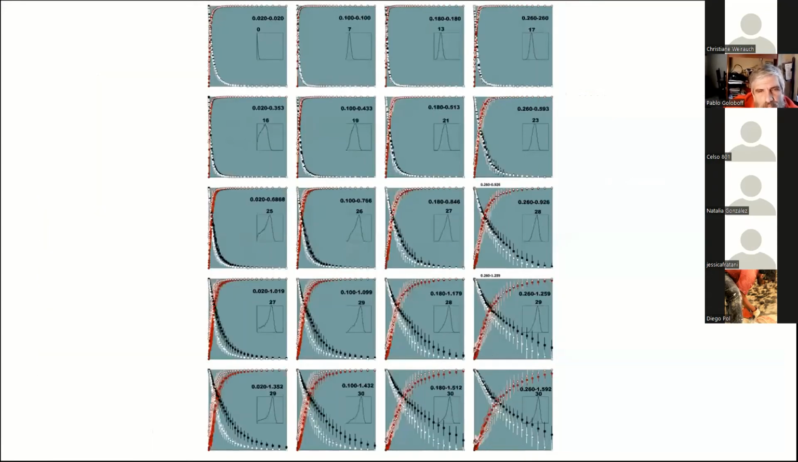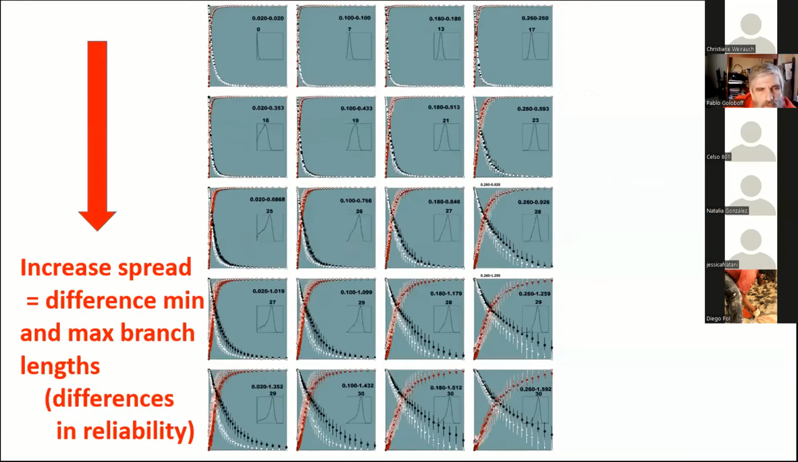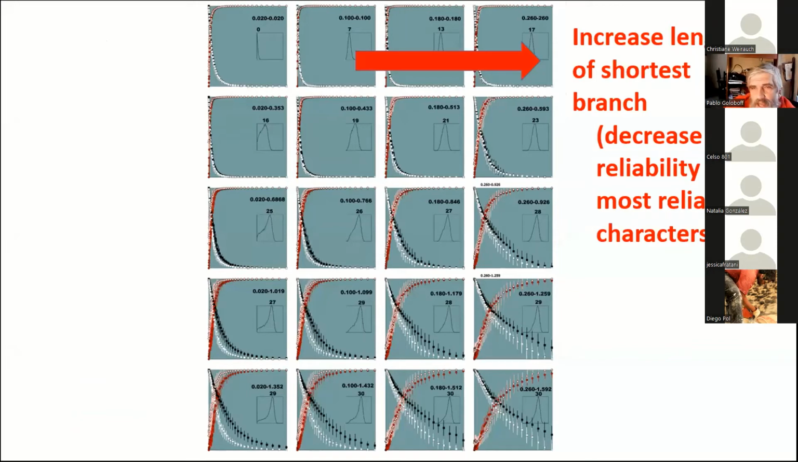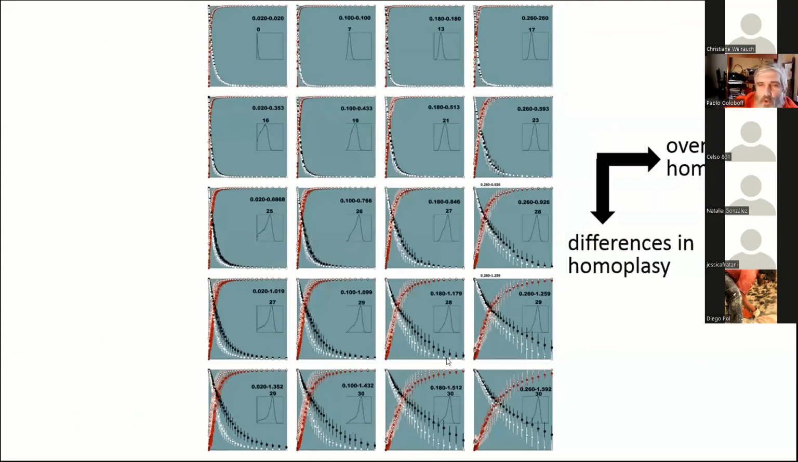So if you look at the different diagrams, as you go towards the bottom of the screen, you increase the spread, you increase the difference between minimum and maximum branch length, which is to say you increase the differences in reliability in the characters of the matrix. And as you move to the right of the diagram, you increase the length of the shortest branch, which is to say you decrease the reliability of the most reliable characters, or increase the overall homoplasy of the matrix. So this is a summary of what happens as you move in the different sub-diagrams in here.